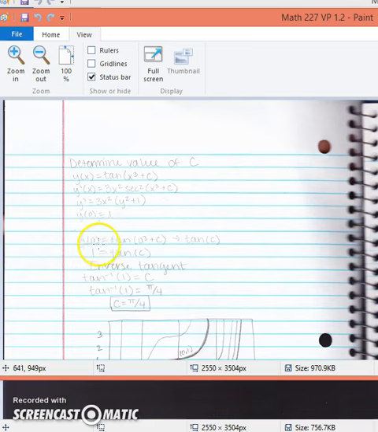So I plugged in 0 for x, and 0 cubed plus c just gets you the tangent of c. And so y naught equals 1, so I said 1 equals the tangent of c, so I did the inverse tangent of both sides to get c by itself. So the inverse tangent of 1 equals pi fourths, so c equals pi fourths.